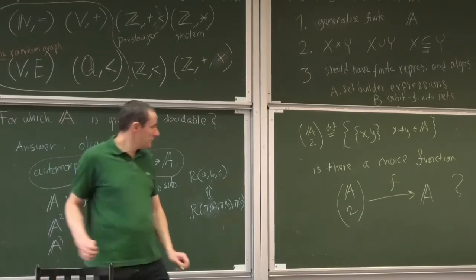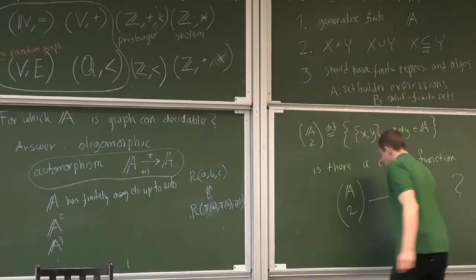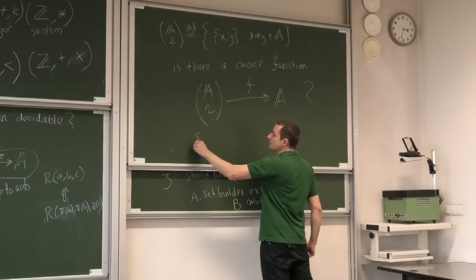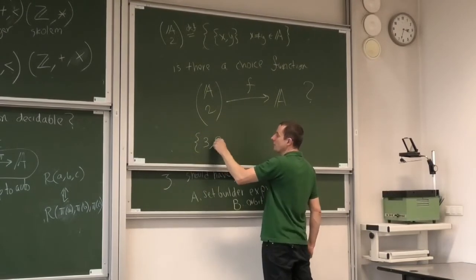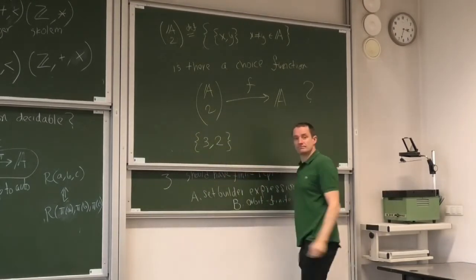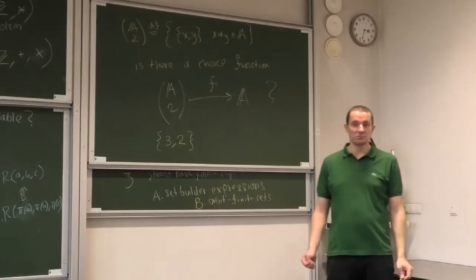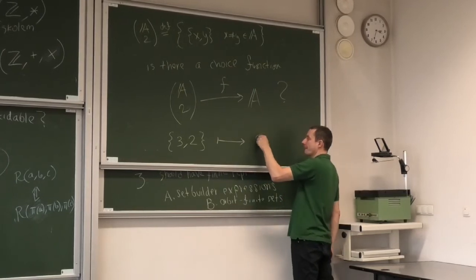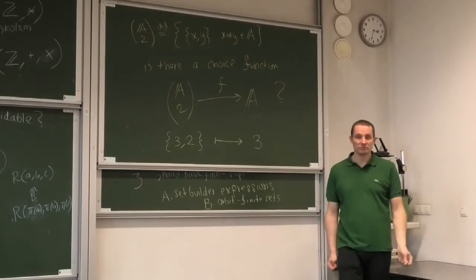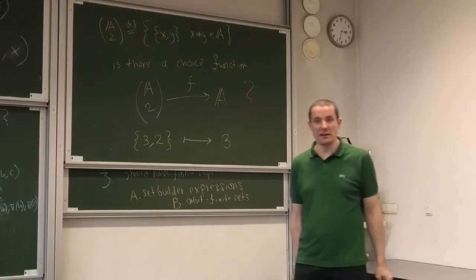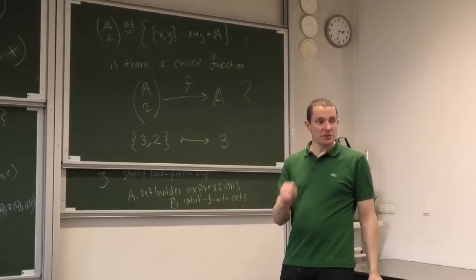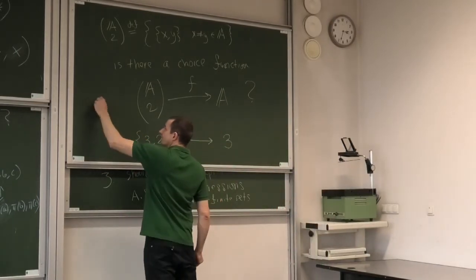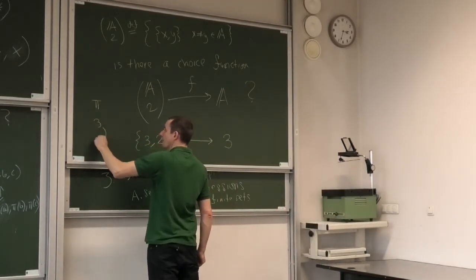Exactly. So imagine you had a choice function, and your input was, say, 3, 2. Okay? And then this choice function says 3. Just about this. Okay? Now consider the automorphism pi, which just swaps 3 and 2.